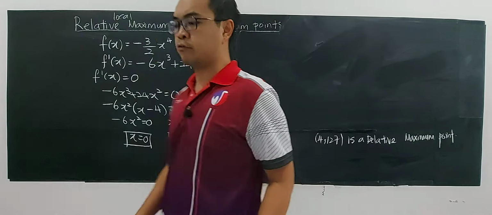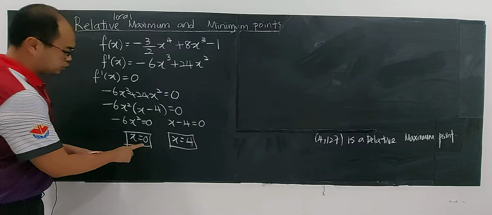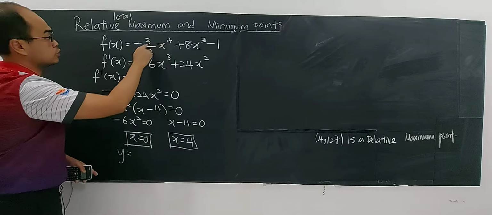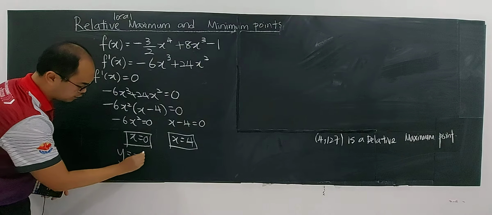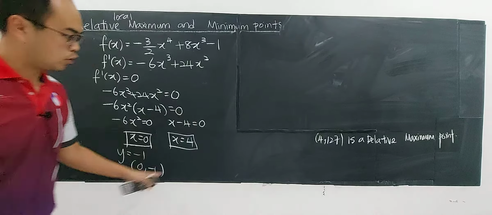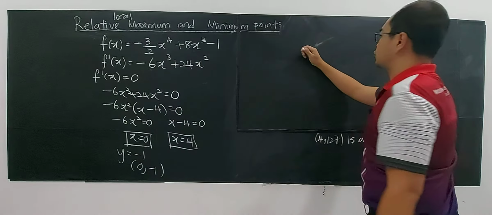And for 0, I have to find the coordinate first. So when I put 0 here, my y value will be 0, and I have negative 1, right? So 0, negative 1 is an unknown. Okay, I don't know what is happening. So I'm going to do the first derivative test.